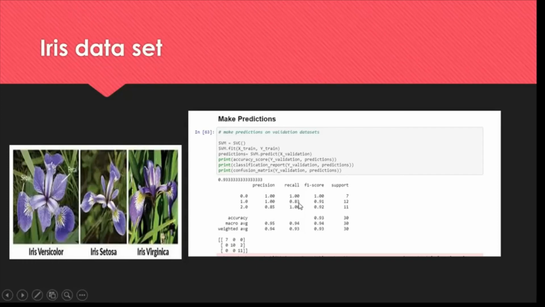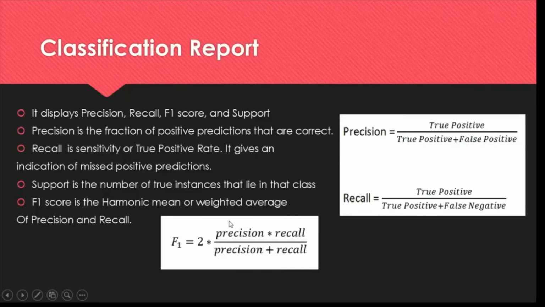And here recall tells me that a few instances are negatively classified by my algorithm, right? They were true, but it is classifying them as false. Now, 11 here, we are getting 11 here. So support tells me the number of instances that lie in a class. And this F1 score is the harmonic mean of precision and recall. So this is the formula of it: 2 into precision into recall divided by precision plus recall.